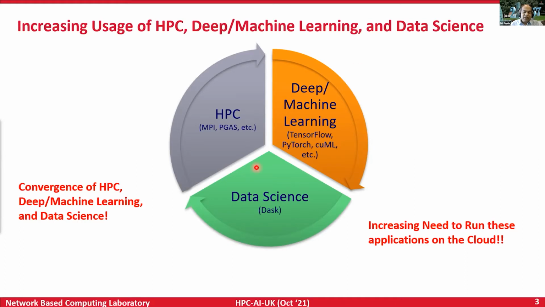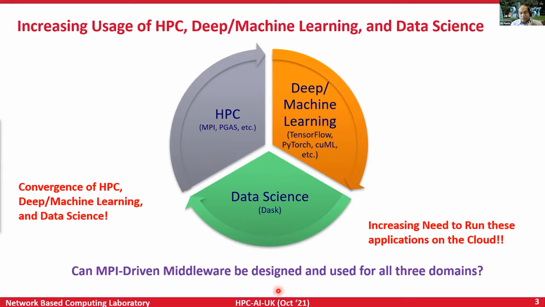So the question is, how do we design the middleware for this kind of environment in a convergent manner so that we don't need a lot of different tools and different software? And not only do we need to run these on on-premise systems, we also need to run them on the cloud. So for the last several years, we have been working on whether MPI-driven middleware can be designed and used for all the three domains. That will be the central key of my talk today.